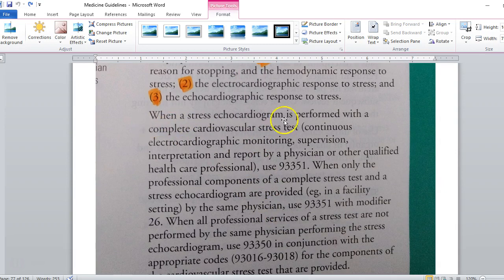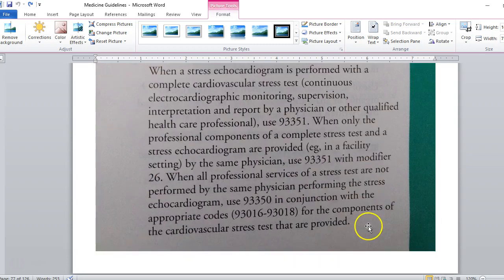Now, again, we have to be careful because it tells us when a stress echocardiogram is performed with a complete cardiovascular stress test, use 93351. So again, we have larger codes to describe larger tests, okay? And again, they're telling us that when only the professional components of the complete stress test are provided by the same physician, use 93351 with modifier 26. Because again, it's going to depend on the facility. Sometimes the cardiologist is going to do the test, and sometimes they're going to have a technician. And so it depends. And so again, you need to know who is doing what in your facility.